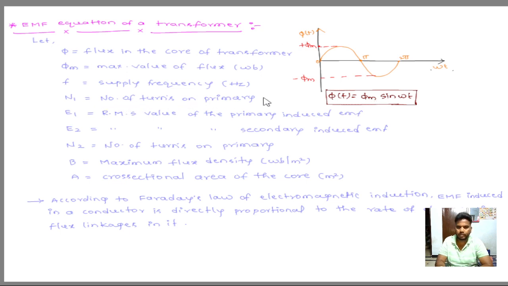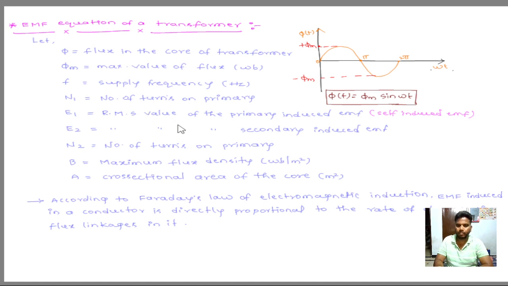N1 is the number of turns on primary, and E1 is the RMS value of the primary induced EMF. We call E1 the self-induced EMF. The EMF induced in the primary we call the self-induced EMF. This self-induced EMF is in RMS form.